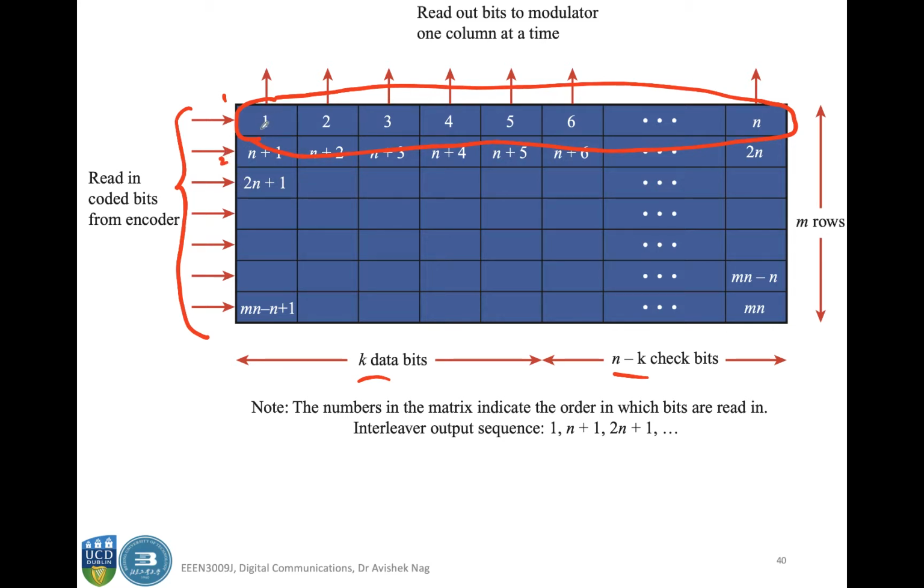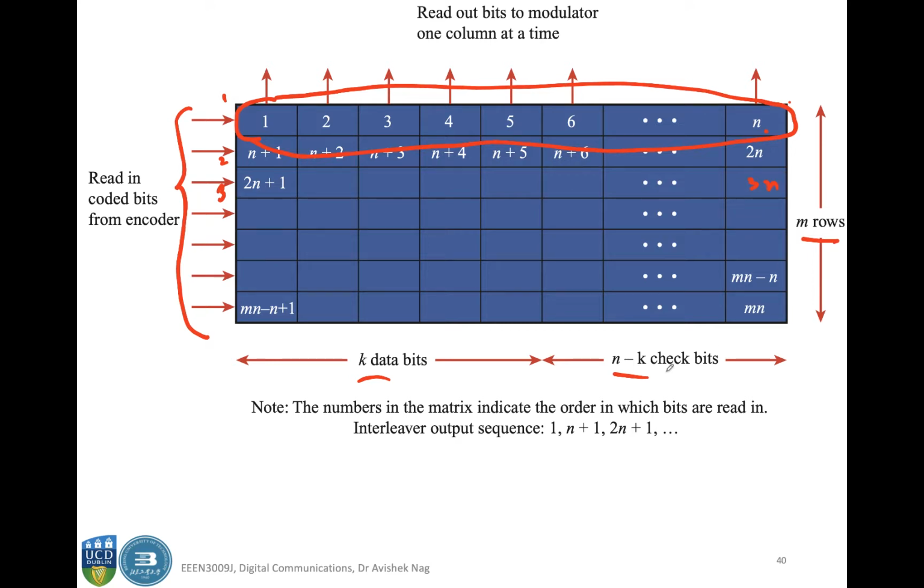So you have the first n bits in the first block, then n plus 1 to twice n in the second block, then twice n plus 1 to thrice n in the third block, and so on, where you have m such blocks. So there are m rows. The final row has mn minus n plus 1 to mn bits.